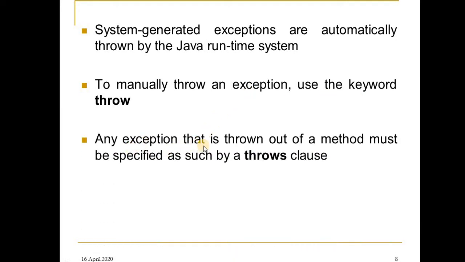Any exception that is thrown out of a method must be specified as such by the throws clause. So, exceptions that are thrown out of a method must be specified by using the throws keyword in the method signature. So, this throws keyword you will use in the method signature whenever that particular method is not going to handle the exception. In that case, the exception will be passed to the caller method to handle it.